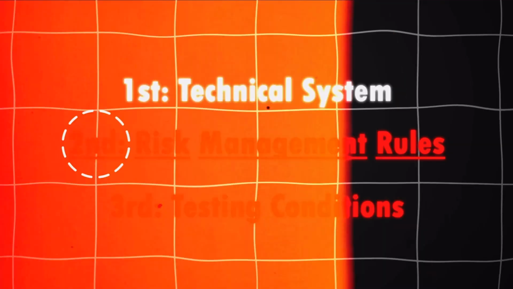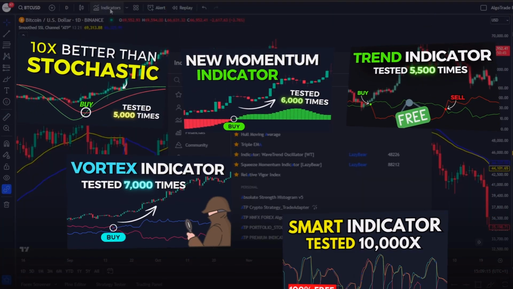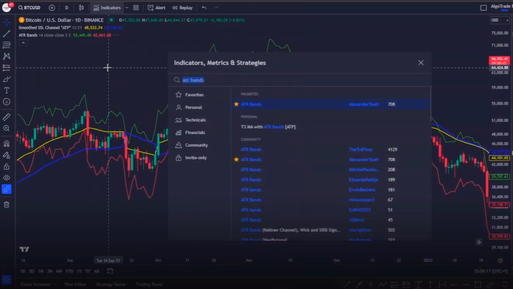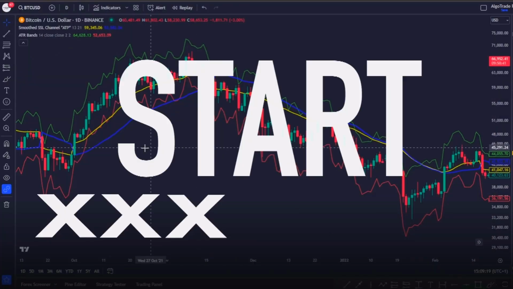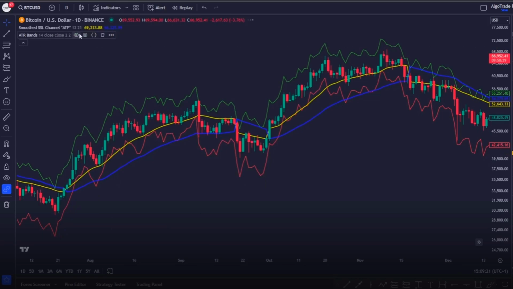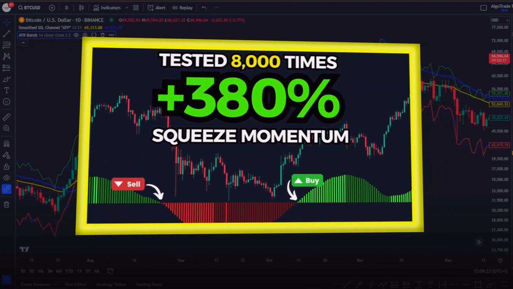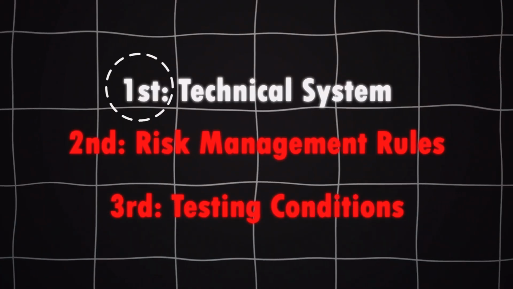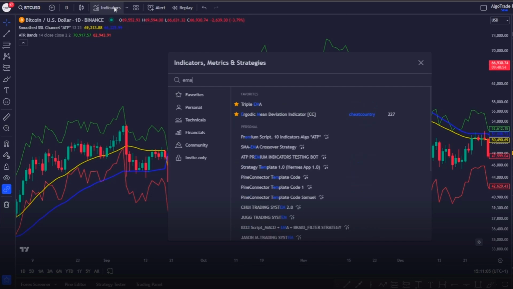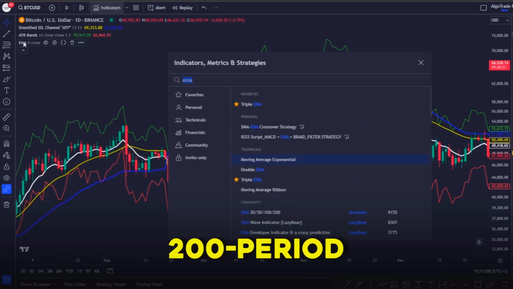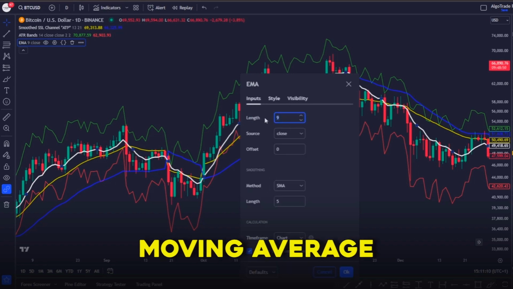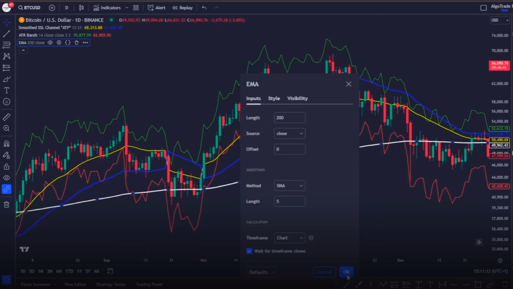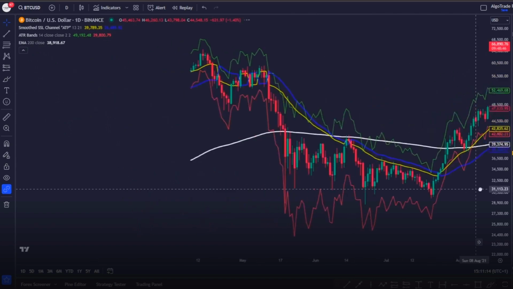For the risk management, I will use the same method as in all the other episodes by using the ATR bands indicator. To know more about it, you can check the previous episode regarding the squeeze momentum indicator. And finally, regarding the technical system, in addition to the smoothed SSL channel, I will also use a 200 period exponential moving average as a baseline to filter out losing signals from the indicator.